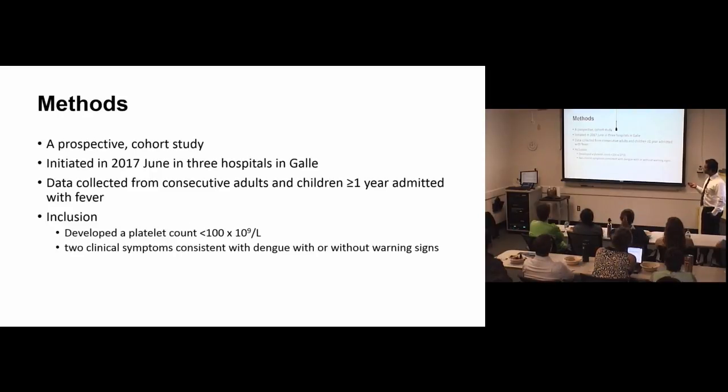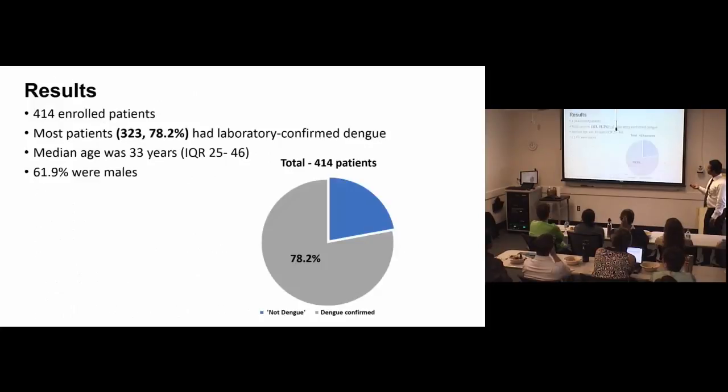We started in June 2017 in 3 hospitals, and we are recruiting only patients under 100,000 platelet count. So we are mainly targeting the severe category of dengue. So these are the inclusion criteria.